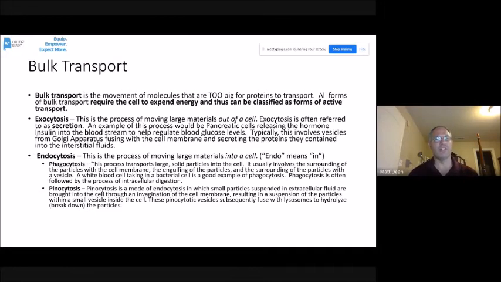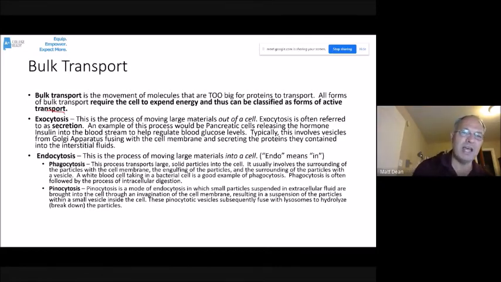Bulk transport is another type of active transport, and it requires energy. Bulk means big, so this is the movement of molecules that are too big for proteins to transport. It's too big for these channel or carrier proteins to move. There are two main types of bulk transport we'll talk about in AP Bio.